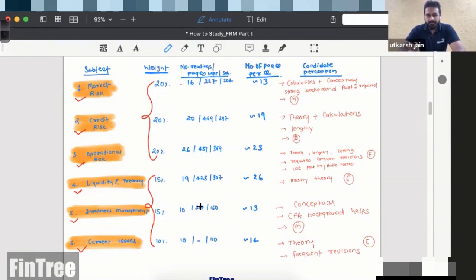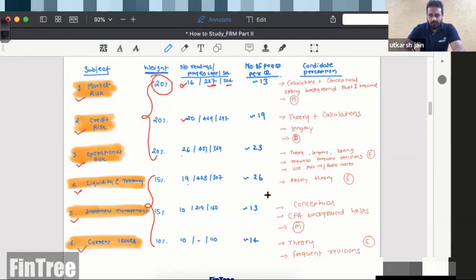I also tried to calculate, in order to get one particular question on the exam, on average, how many pages you want to read. I did this calculation from Kaplan. My methodology was very simple. We have 80 questions on the FRM Part II, and 20% of weight would essentially mean 16 questions. We have a total of 204 pages here. So on average, how many pages do you want to study per question? This is how the number comes out.